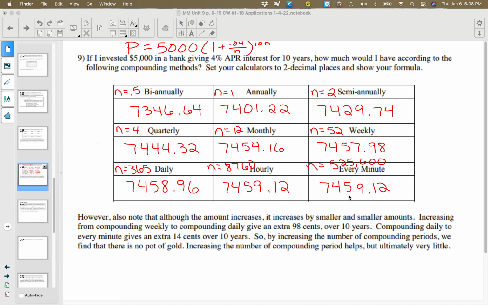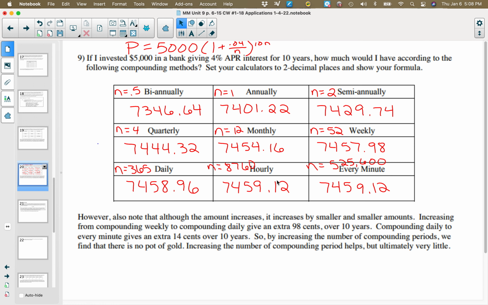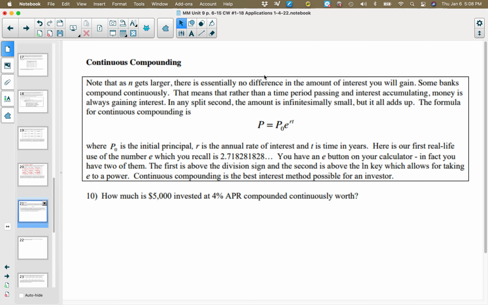So this kind of leads us to this next idea, which is called continuous compounding. As n gets larger, we saw that there wasn't really a difference. If you look at the last two, for the hourly and the every minute, there really wasn't even any difference. This idea of compounding continuously actually comes from calculus. So this is a formula we can use.